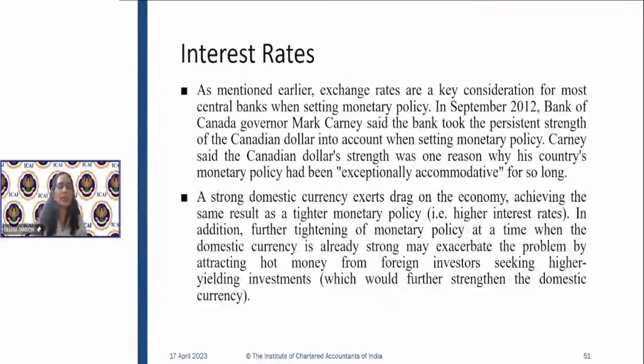Interest rates, मैंने आपसे share कर लिया. Interest rates play a very important role, especially in the flexible exchange rate regime. Okay. So monetary policies play an important role. It is about Canada. So Canada governor Mark Carney, he said that Canadian dollar strength was one reason why his country's monetary policy had taken measures to keep the currency stable. So it was important to keep the currency stable, and that created strength of the Canadian dollar.